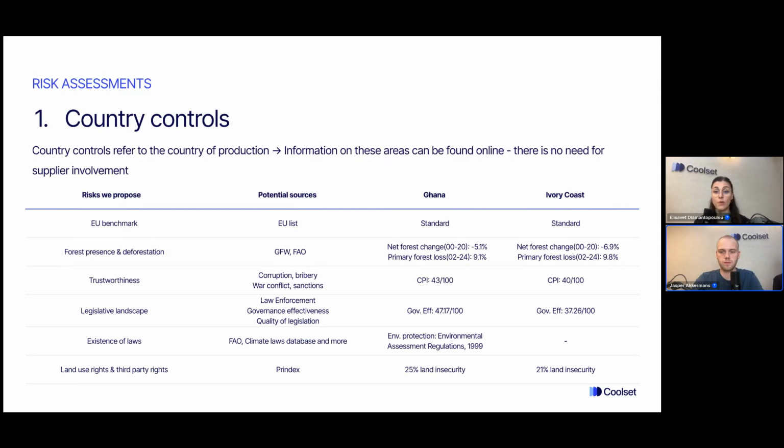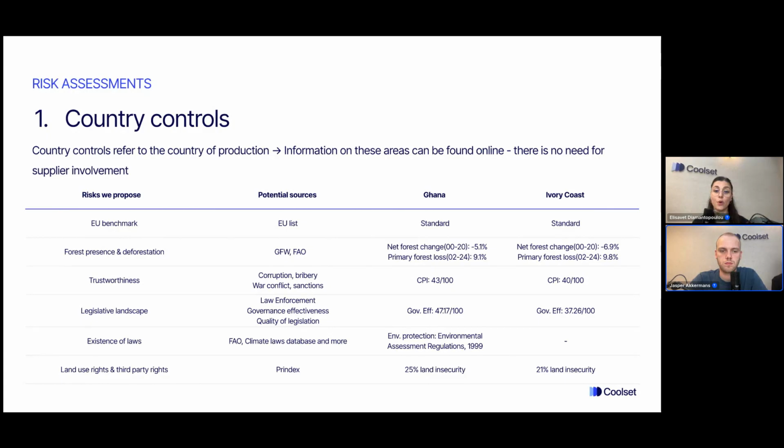And usually this is one of the most challenging things to find, as they are scattered in different databases. So as Coolset, for example, we're trying to create a master file with all the information we can gather from different countries and industries. And lastly, you need to cross-check if there is respect and protection of land use rights and third-party rights in the country of production. For example, we have an example database, which is called Prindex, and you can assess land security. On the far right, you can see how each of the countries of the case study score.